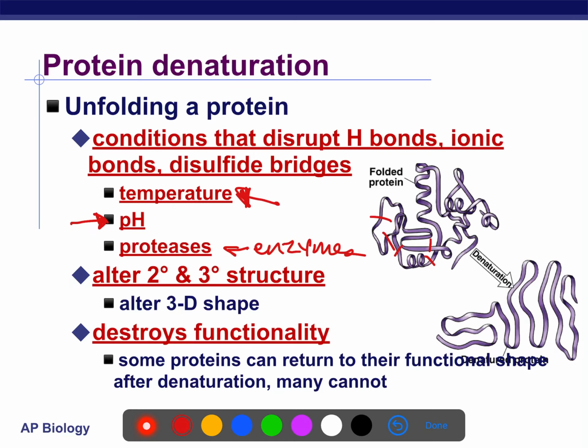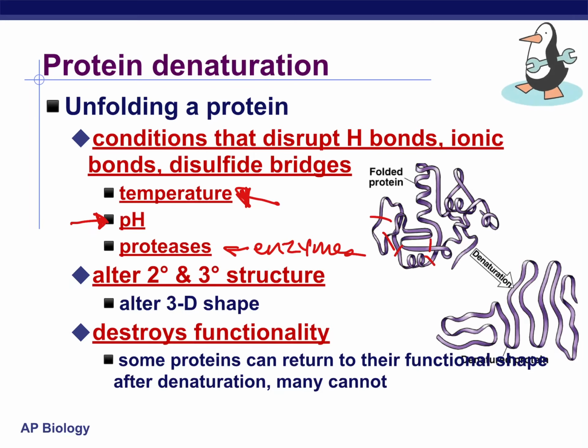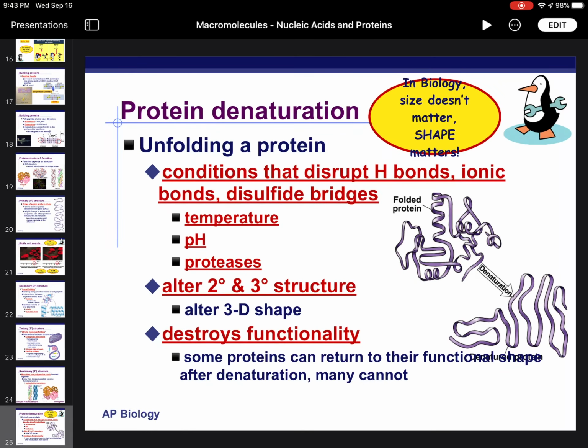After a protein is denatured, many cannot refold themselves to come back. Whatever that protein was doing, it's no longer going to be able to fulfill its job because it's unfolded. That's why pH and temperature and things like that are so important when it comes to bodily functions and our cells being able to survive. And so that is the last thing we have to talk about for proteins.